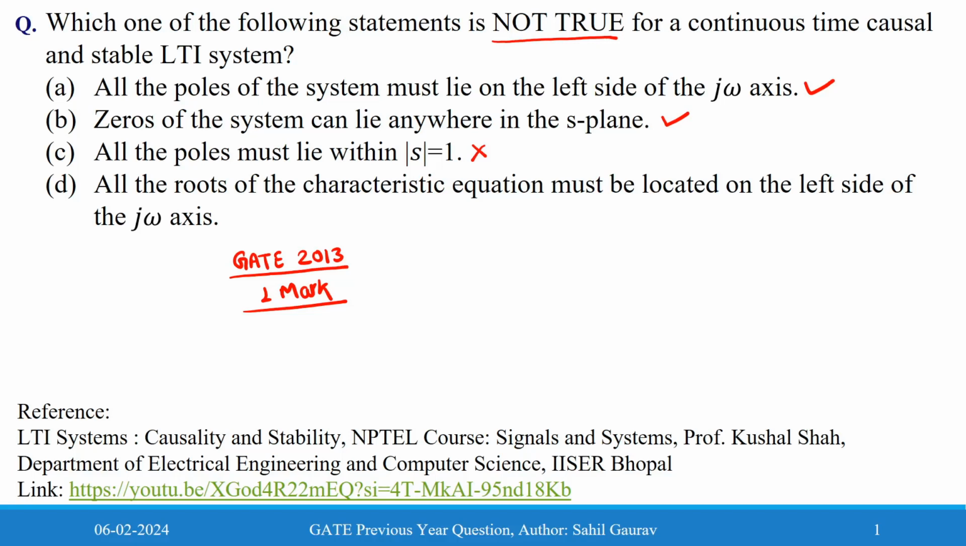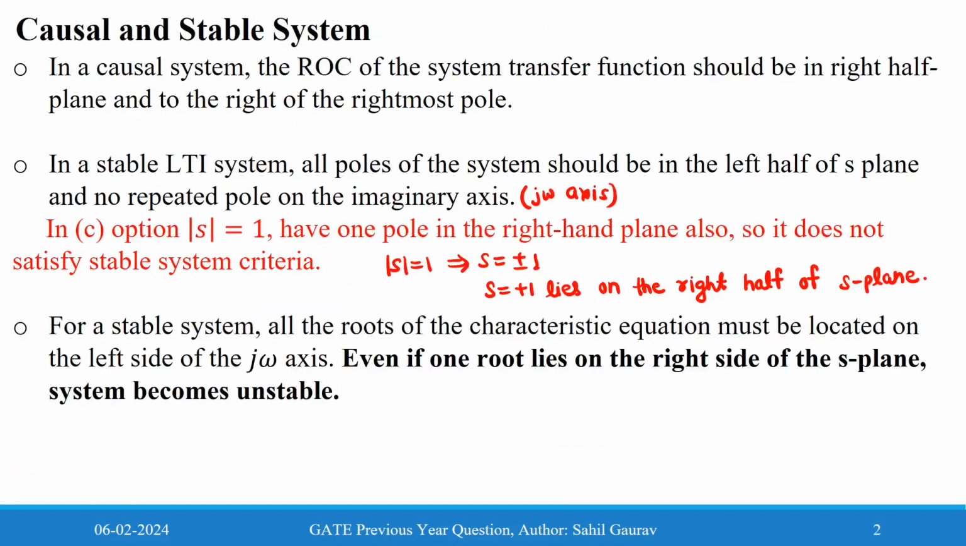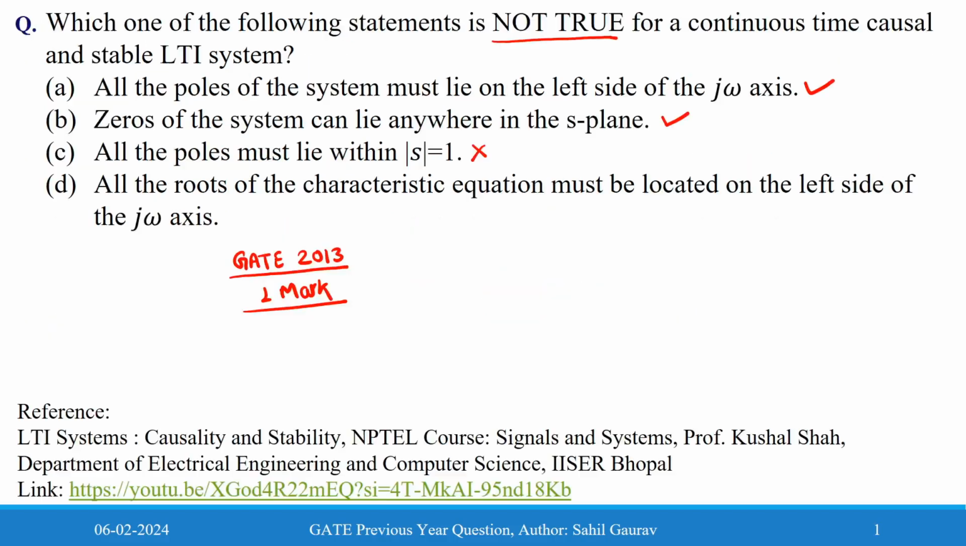And the last option is that all the roots of the characteristic equation must be located on the left half of the j omega axis. Yes, this is also true. From the last point, we can say that for a stable system, all the roots of the characteristic equation must be located on the left side of the j omega axis. Even if one root lies on the right half of the plane, the system becomes unstable. So this is also true from the last point.